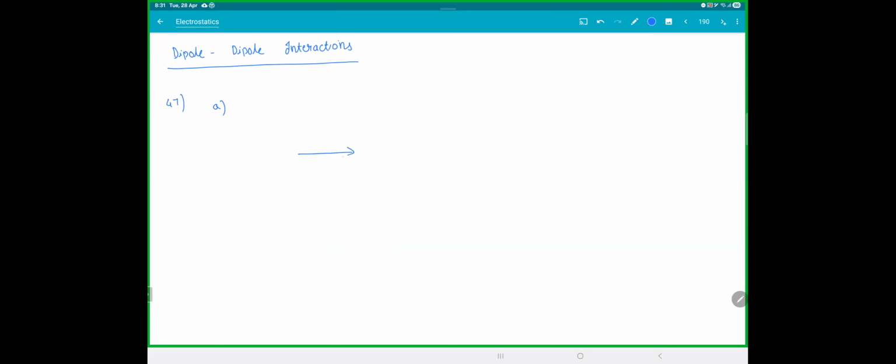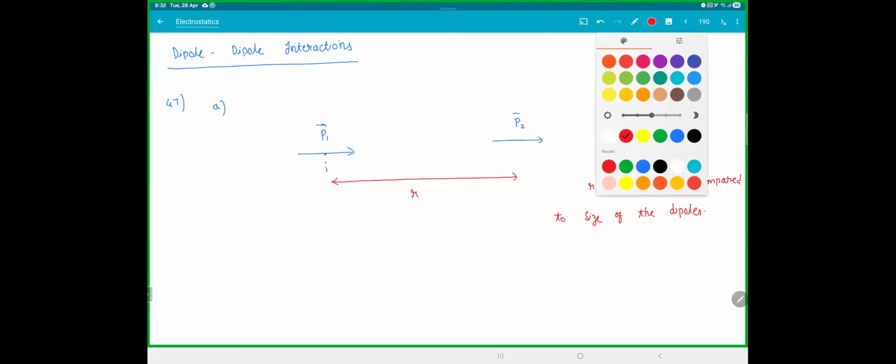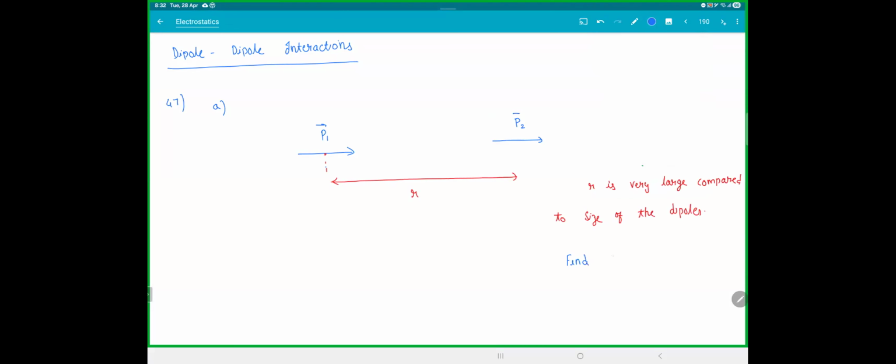So let's say we got a dipole here, P1, and we got one dipole here, P2. So both are on the same axis. The distance between the dipoles is r, and r is much larger than the size of the dipoles. Find the force between them and find the potential energy of the system.